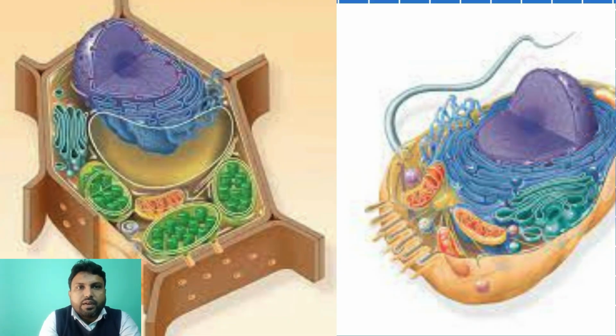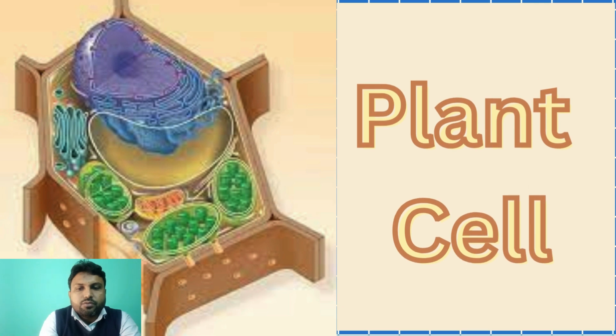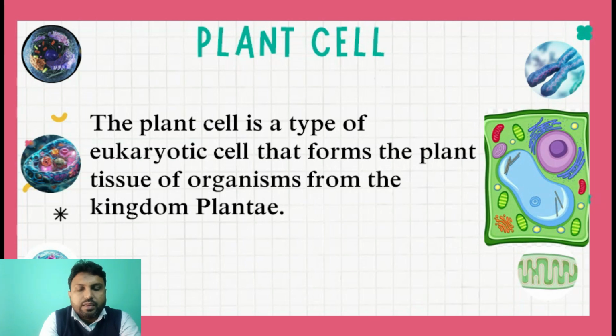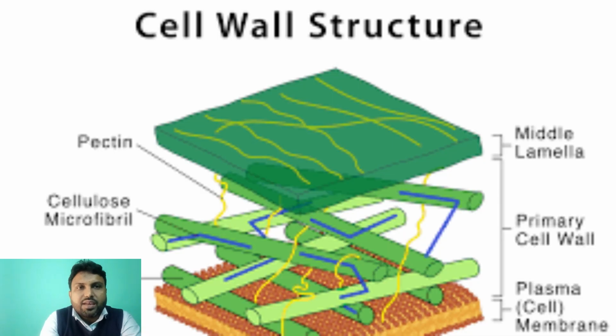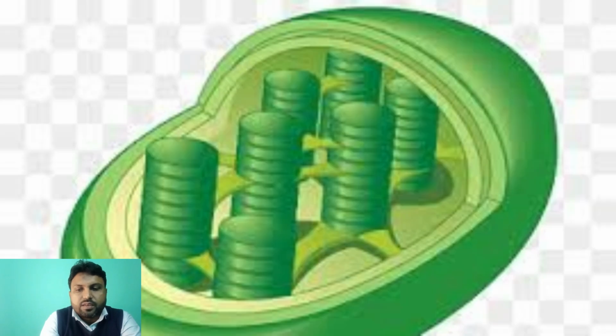At first, plant cell. Within eukaryotic cells, we can distinguish different types. The plant cell is a type of eukaryotic cell that forms the plant tissue of organisms from the kingdom Plantae. The main function of the plant cell is photosynthesis, a chemical process in which plants use light energy to synthesize organic substances and then release oxygen. Unlike the animal cells, plant cells consist of cell wall, which gives them rigidity and shape, and chloroplasts, which are used to carry out photosynthesis.